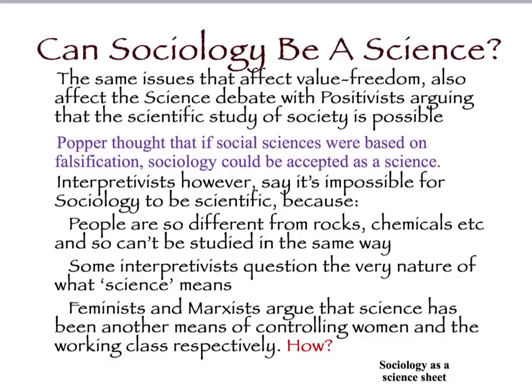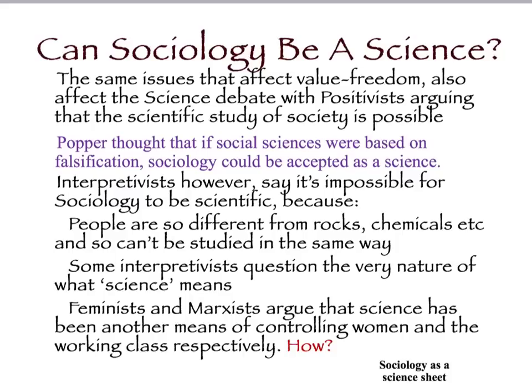The same issues that affect the value freedom argument affect the science debate, with positivists arguing that scientific study of society is possible and interpretivists disagreeing. Interpretivists say it's impossible for sociology to be scientific because, as I said before, people are not rocks and not chemicals and cannot be studied in the same way.